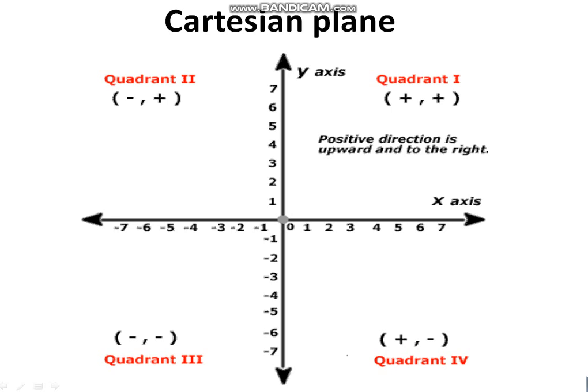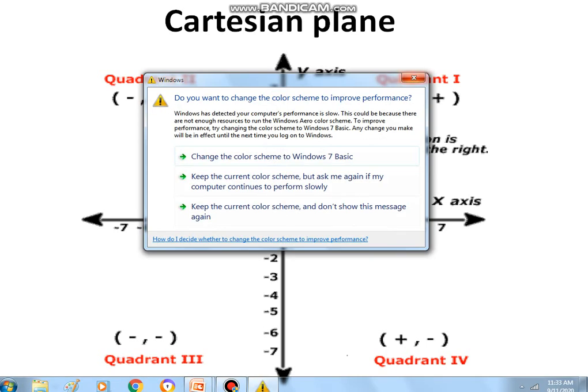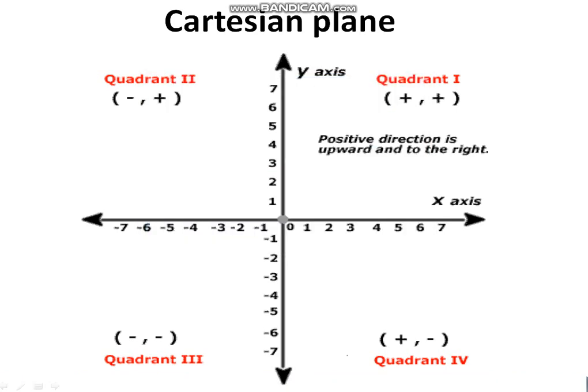Here we are dividing the Cartesian plane into four quadrants. These two perpendicular lines divide the plane into four parts. Each part is called a quadrant.